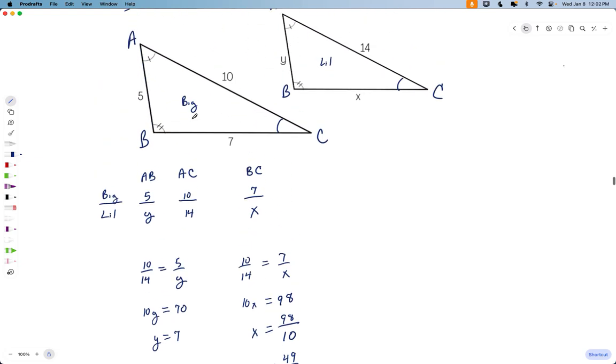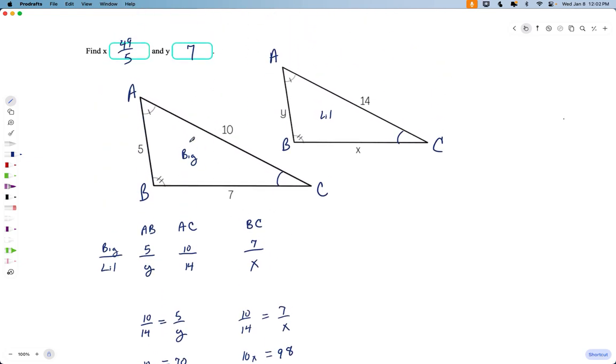All right, and it doesn't matter, honestly, if this is the big triangle or this is the little triangle. You could call this triangle left triangle and right triangle, honestly. As long as you organize the dimensions for this triangle on the same row and the dimensions for this triangle on the same row. That's the important part. So what you call it doesn't matter.